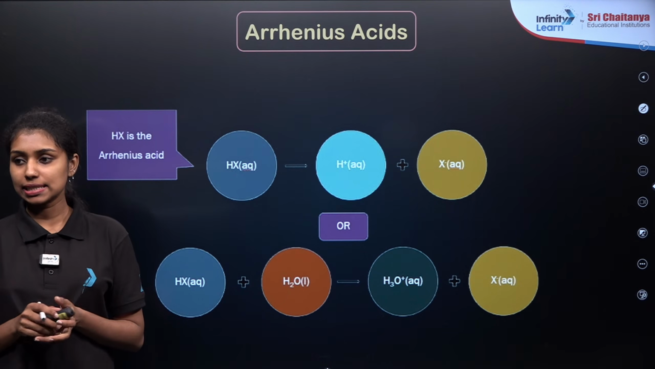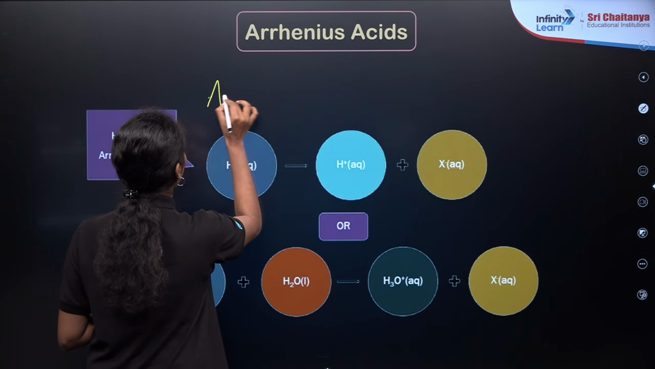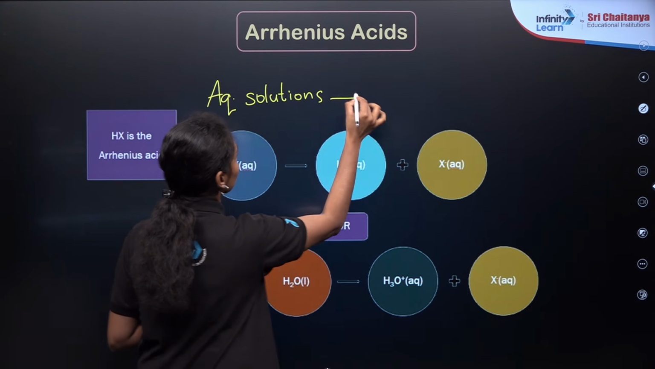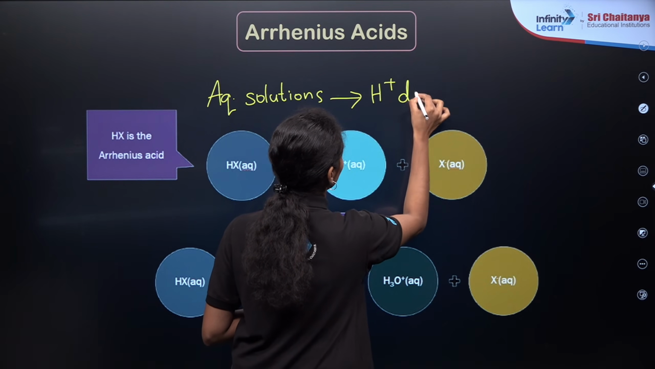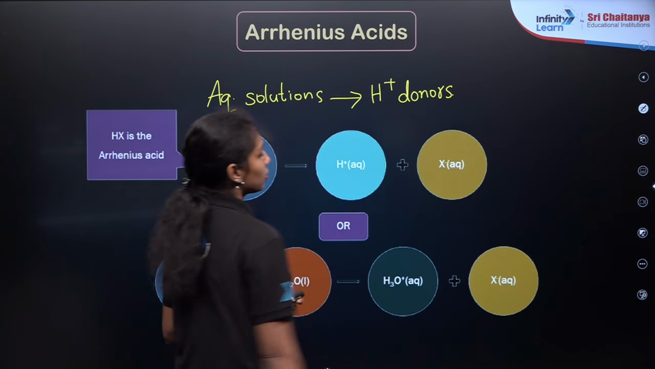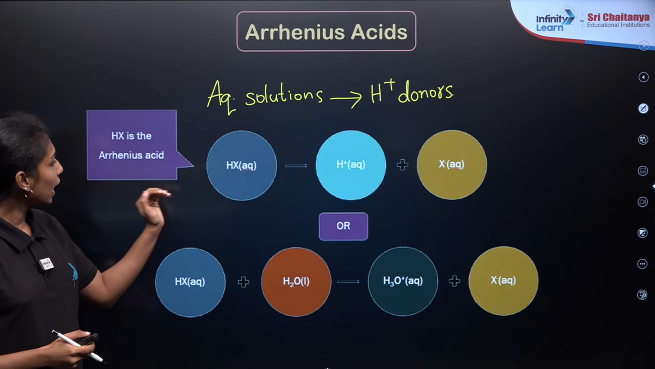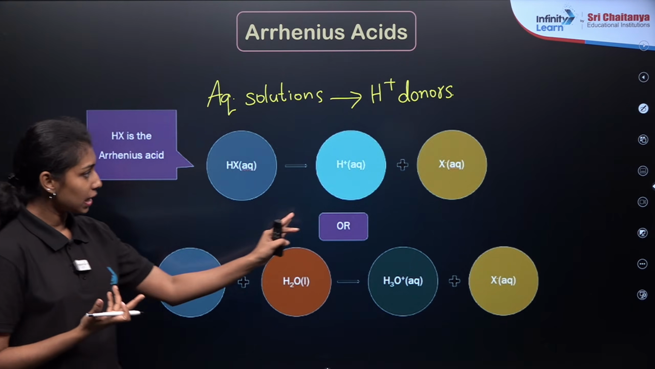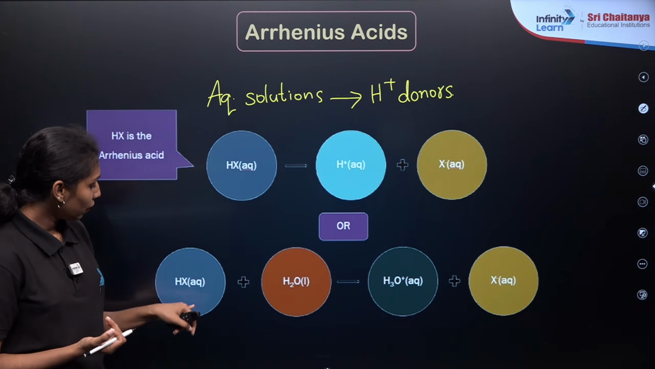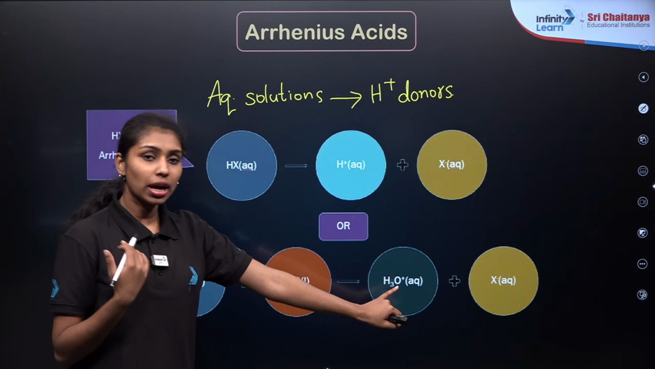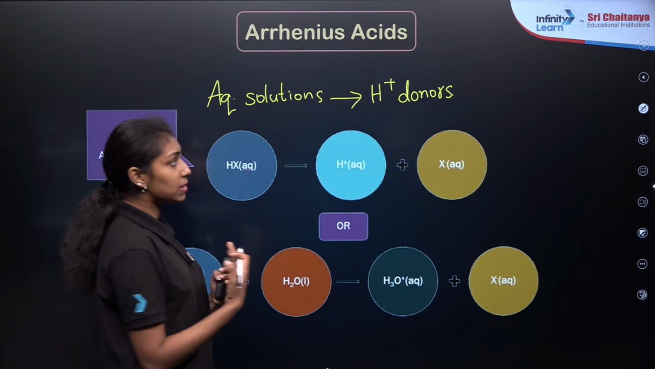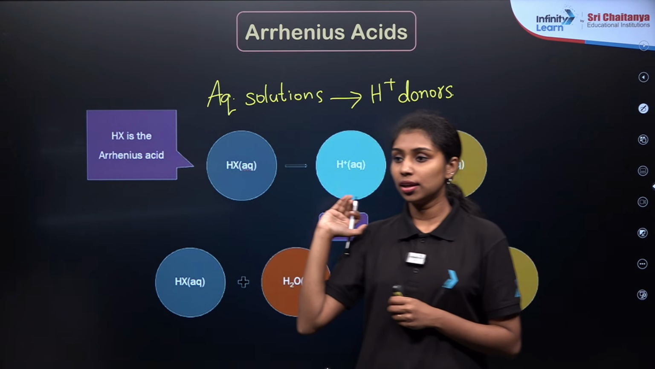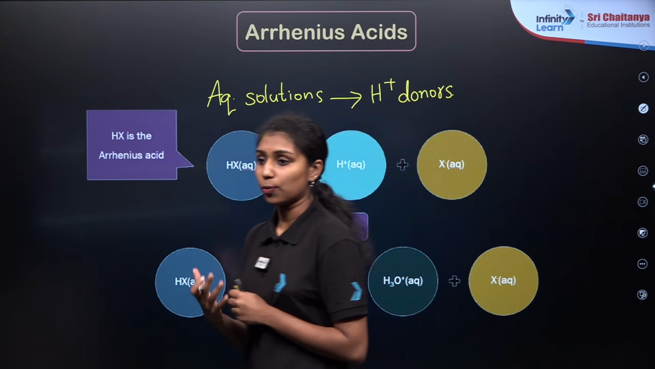So what do you mean by Arrhenius acids? In aqueous solutions, they form H plus. As you can see here, HX is an Arrhenius acid, so it will form H plus. In aqueous solution, it gives the H plus ion and the X minus ion. Or we can say that HX with water forms the hydronium ion, H3O plus, and the X minus ion. So according to the Arrhenius theory, acids are substances which give H plus ions in aqueous solutions.